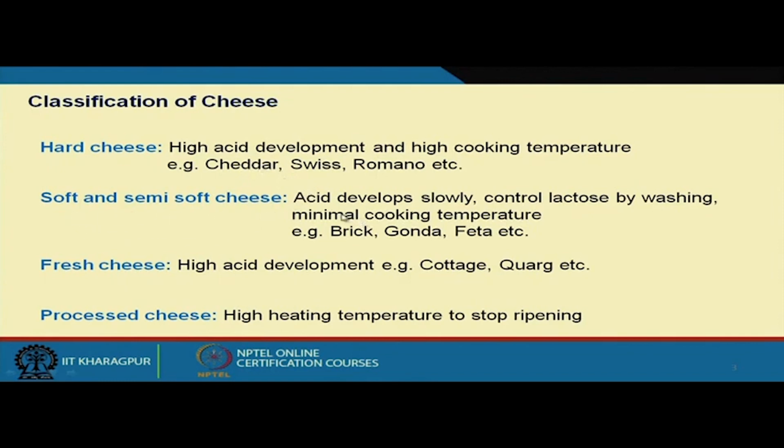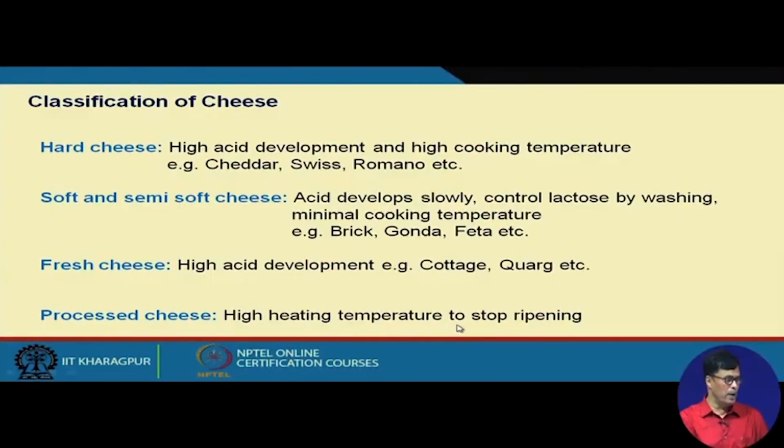Soft and semi-soft cheese: acid develops slowly and the lactose is controlled by washing, because if you wash out the lactose, naturally the acid production will be very low, since lactose is converted to lactic acid, and minimal cooking temperature is used. The examples are brick, Gouda and feta. Fresh cheese has high acid development, for example cottage cheese and quark. And processed cheese uses a high heating temperature to stop ripening, because one important step of the cheese making process is ripening. So it is usually heated to a very high temperature to stop the ripening process.